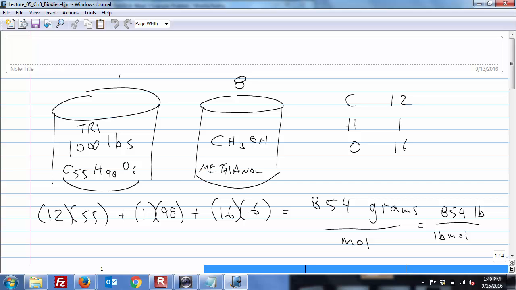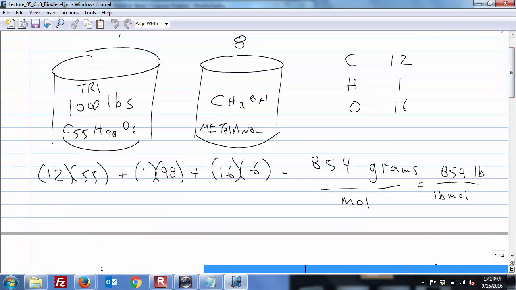Carbon has a molecular weight of 12. There are 55 of them. Hydrogen has a molecular weight of 1. There are 98 of those. Oxygen has a molecular weight of 16, and there are 6 of those. So we converted the 854 grams per mole into pound moles. So there are 854 pounds of this stuff in a pound mole. And we discovered last time that a mole is essentially a gram mole.